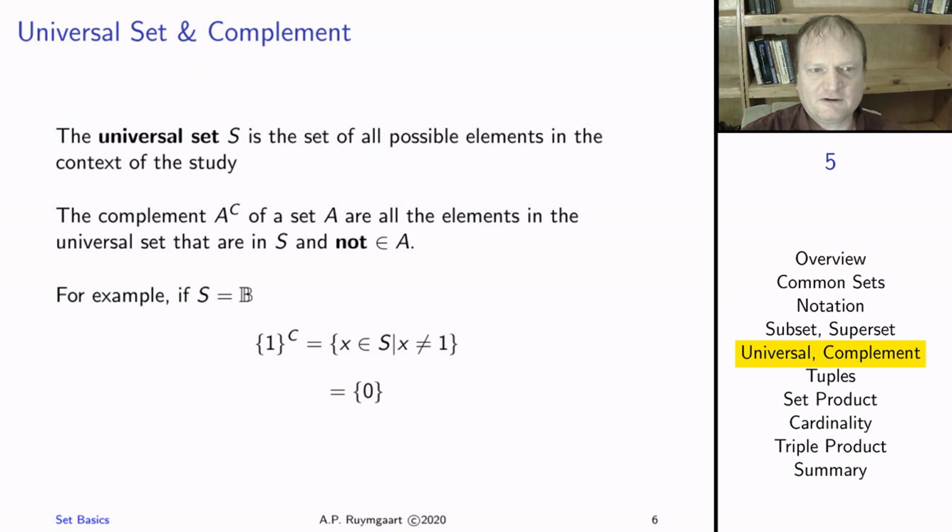So we have an example here. If our universal set S happens to be the Boolean domain, so our universal set contains the elements 0 and 1, then the complement of the set with the element 1 in it is, and now we can use our notation definitions, open curly bracket, the elements x that are elements of S, in this case 0 or 1. So we have the elements x that are either 0 or 1, given that x is not equal to 1. And that leaves only the element 0.